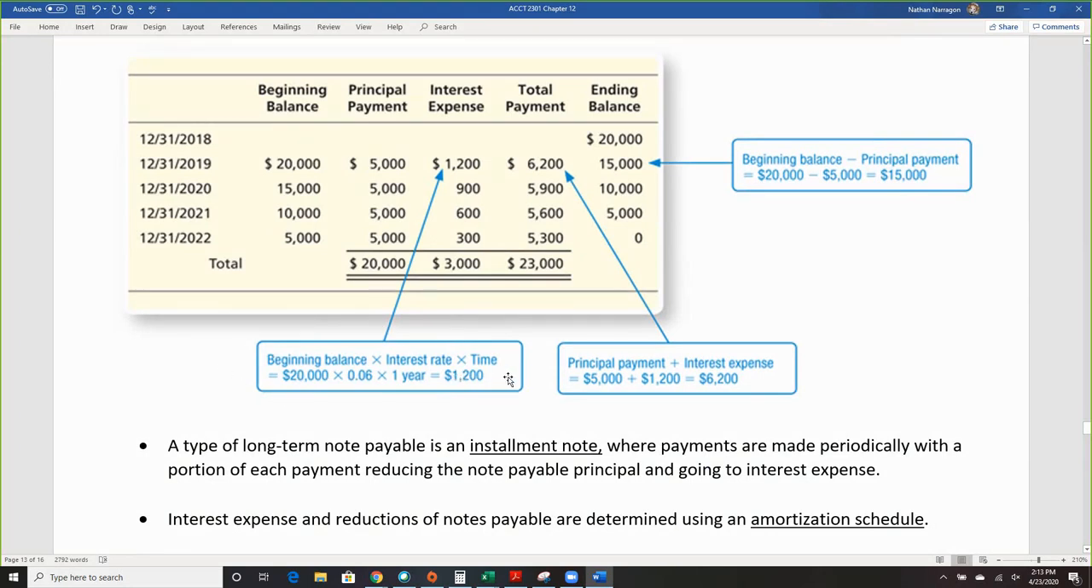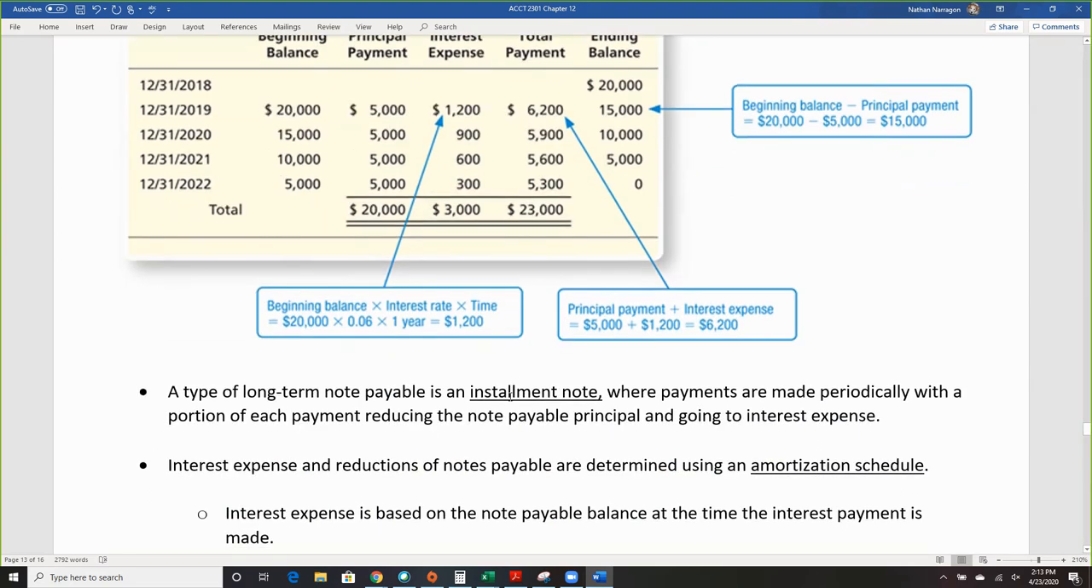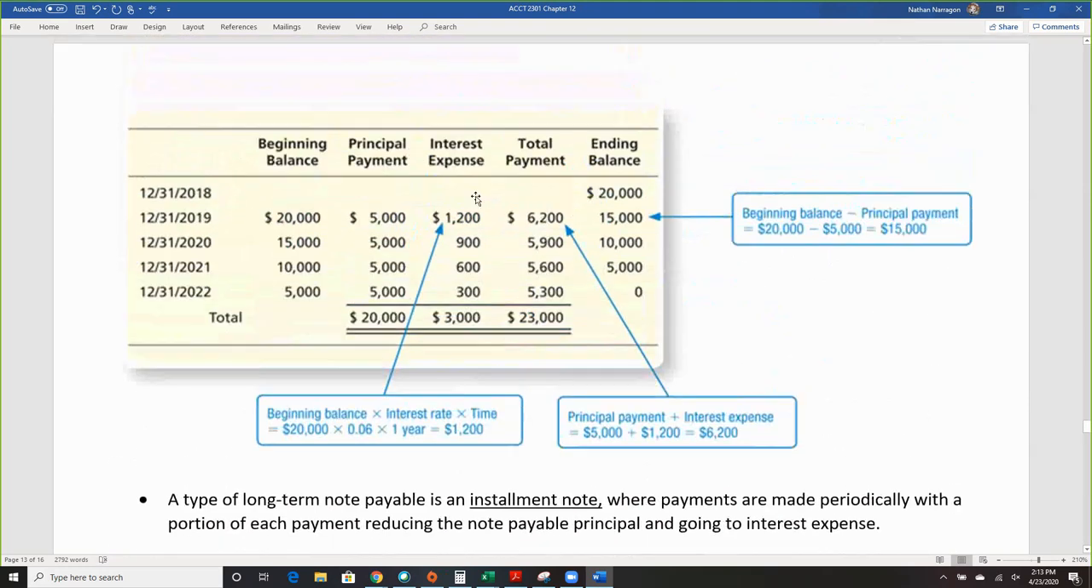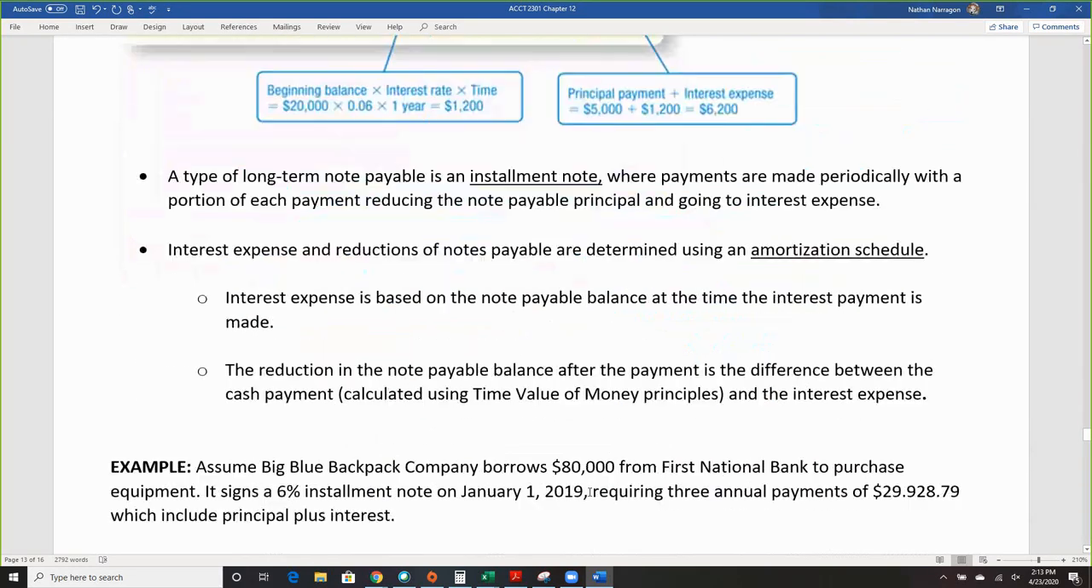I want to look at installment notes. They're a little bit different than note receivable or any other note that we've done. And that's because the payments for those, unlike the long-term note, is that it doesn't change. The payments are the same. Okay? The things that change is how much goes to principal and how much goes to interest.